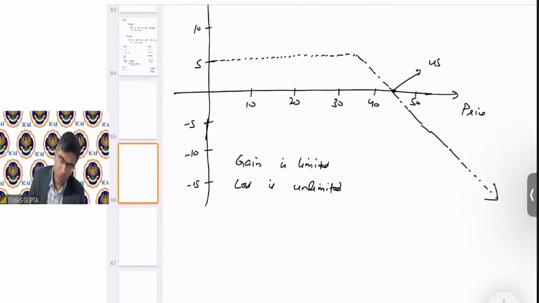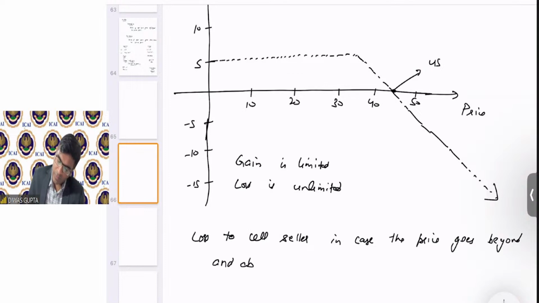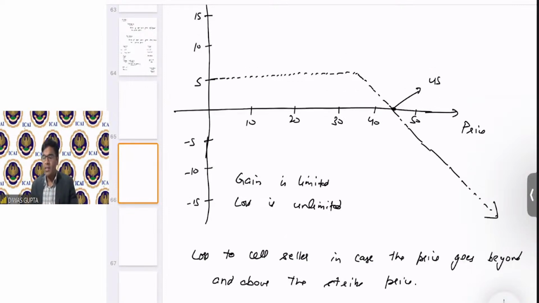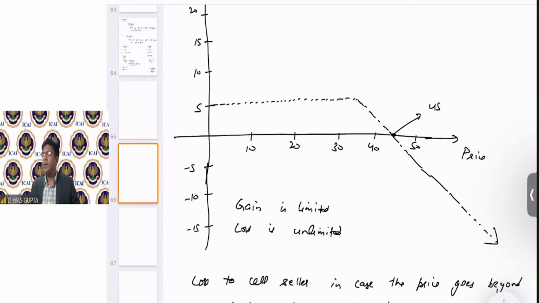So can we say that the loss to the call seller comes in case the price goes beyond and above the strike price? Correct? Whenever it goes beyond the strike price, the loss will start coming to the call seller. Clear, students, till now?